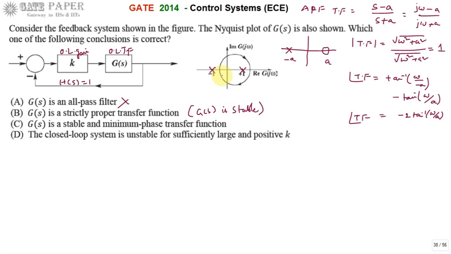But the figure shows that there is a pole present on the right half of S-plane. So B is also a wrong answer. Now we move on to option C. G of S is a stable and minimum phase transfer function.